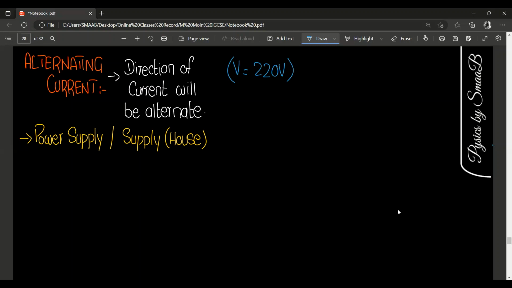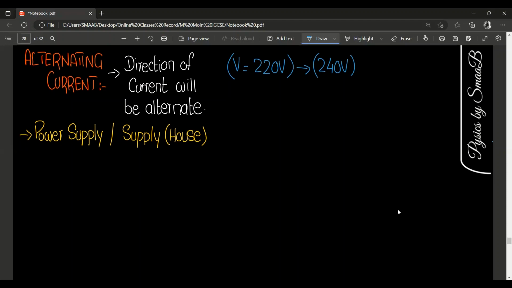But let's suppose in some specific area, voltage is greater than 220. Let's suppose in that area, voltage is around 240. So that is high according to our desired value, right? So we use a stabilizer to maintain that voltage according to our desired value, that is 220, right? We are also going to discuss this kind of thing in detail in our next chapters, right?